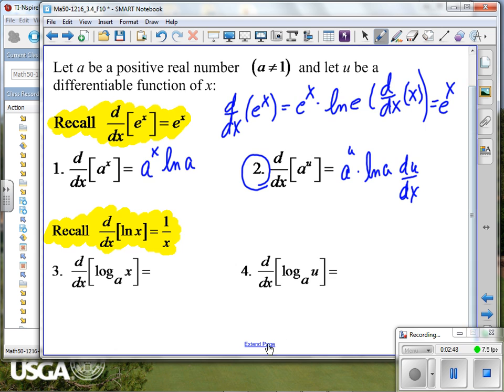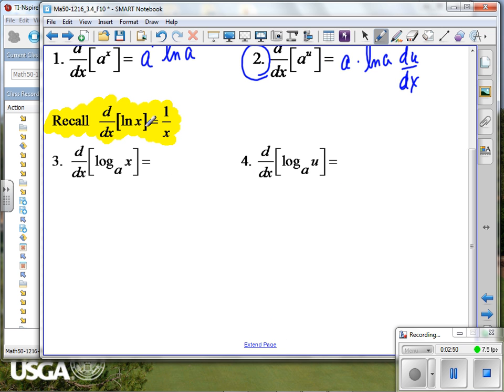The same thing's going to happen down here. This is the natural log. We know it to be 1 divided by x. If you look at this problem here, it's about the same, except instead of having base e, you've got base a. So here we go. It's going to be 1 divided by a to the x.